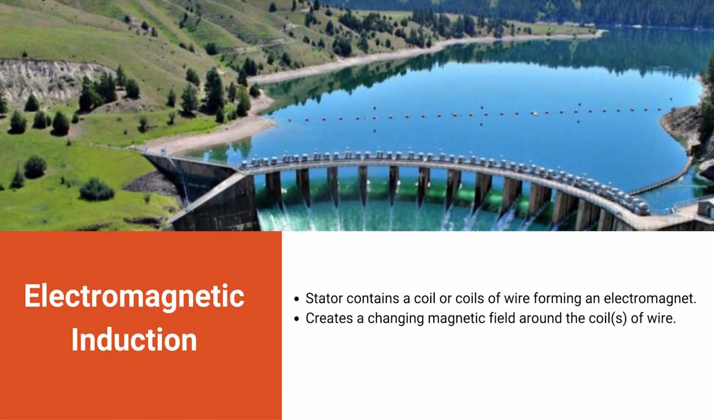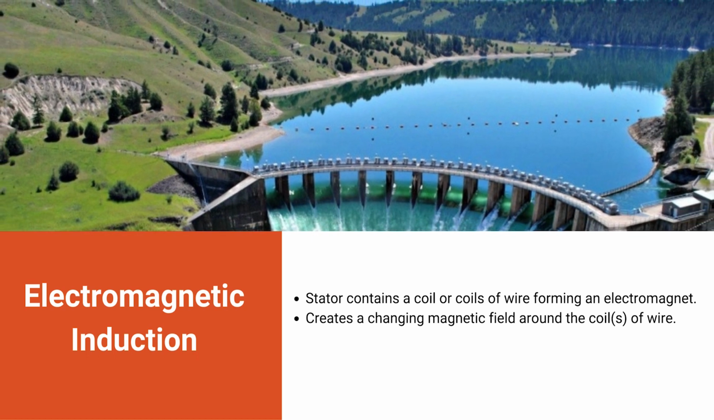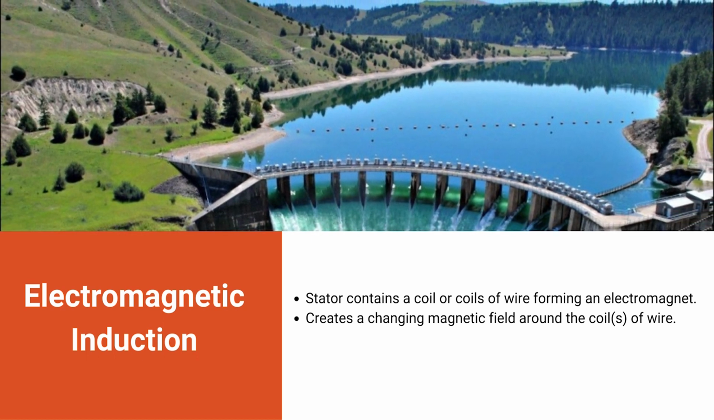Now, a little bit about electromagnetic induction. Surrounding the rotor, the stator contains a coil or coils of wire forming an electromagnet. When the rotor spins within this stator, it creates a changing magnetic field around the coil of wire. The changing magnetic field induces an electric current in the coils of the stator through electromagnetic induction. This current flows through the electrical connections and conductors of the power plant, eventually reaching the electricity grid.